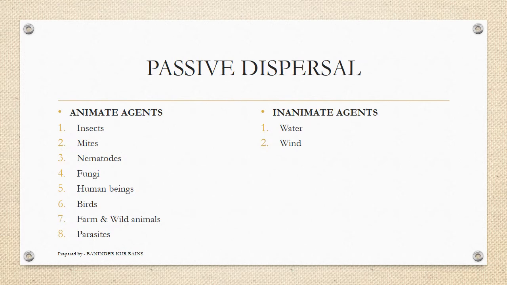And the second type of dissemination or dispersal is passive dispersal. It can occur by two means: animate agents or inanimate agents. Animate agents means biotic agents, or the agents which are living, and inanimate agents means which are non-living. So animate agents include insects, mites, nematodes, fungi, human beings, birds, farm and wild animals, parasites. And inanimate include water, wind, and soil is also there, but we have already discussed that in the active dispersal.